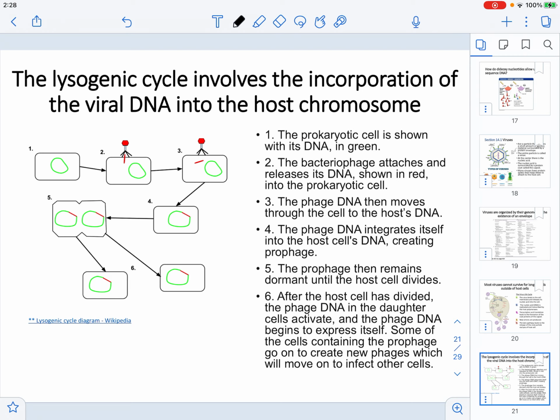On step 4, we see that phage DNA, meaning in this case the virus DNA, integrating itself into the host DNA and creating what is called a prophage.